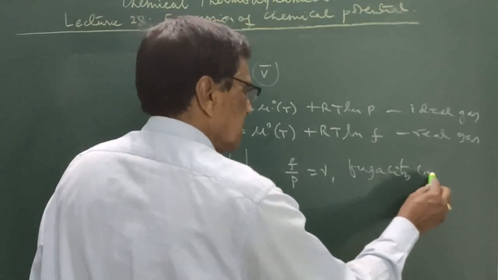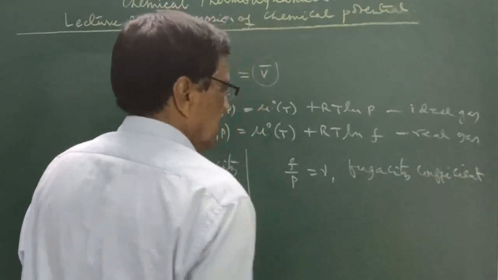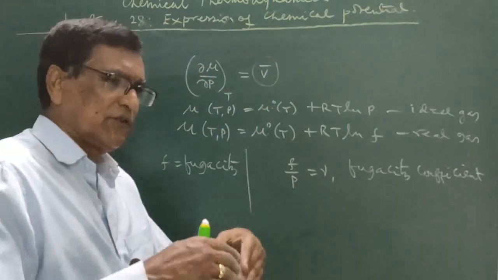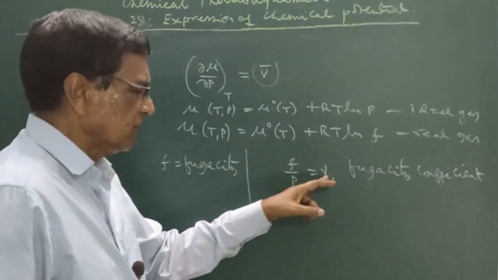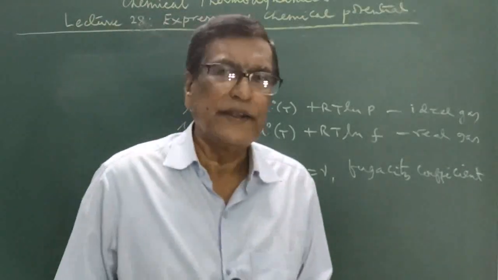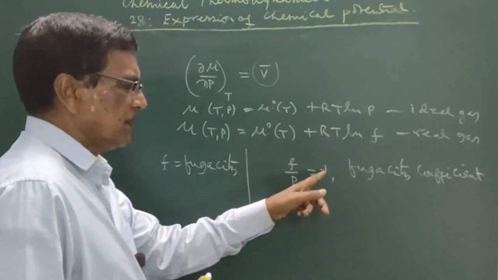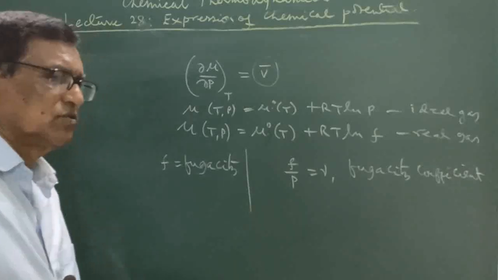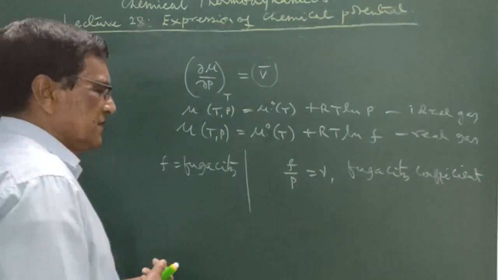Fugacity coefficient of this gas. Whenever gamma is equal to 1, the fugacity coefficient equals 1, then fugacity and pressure are both equal, and the gas behaves ideally. Whenever this gamma is not equal to 1, fugacity and pressure are not equal, and so there is a difference.